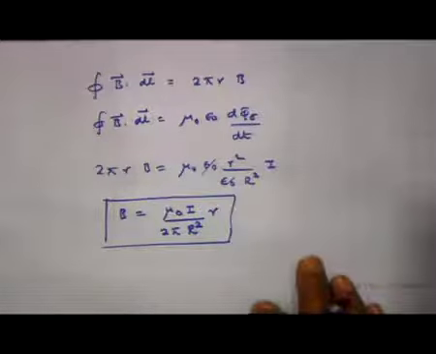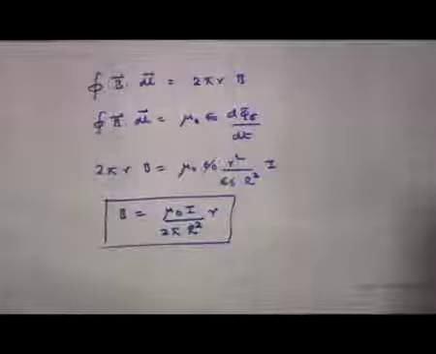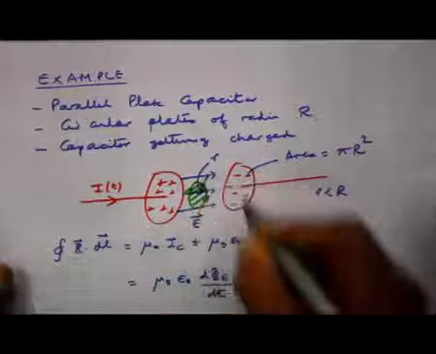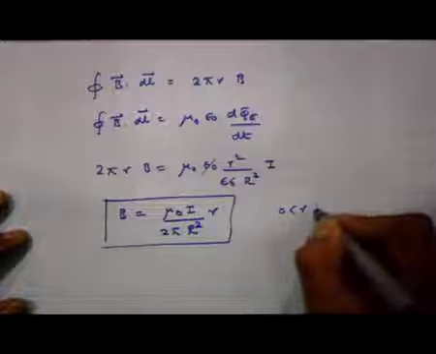So, the magnetic field within the area of the plates increases with small r. That means, at the axis the magnetic field is 0, and as you increase small r up to capital R, this will be the magnetic field. So, this is for r lying between 0 and R.